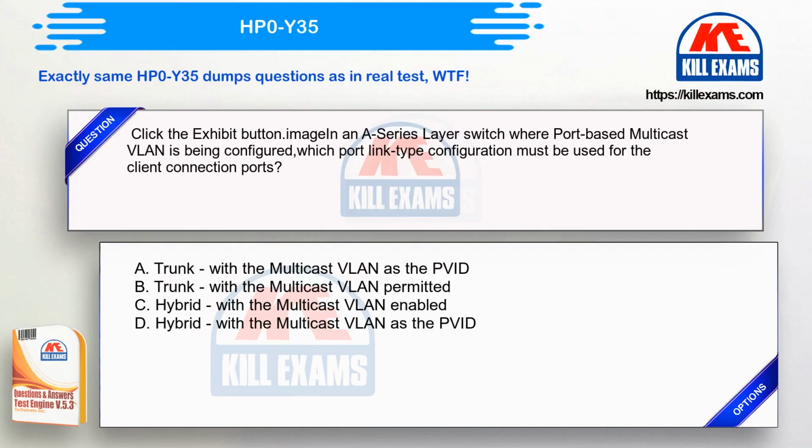Click the exhibit button. Imagine an A-series layer 3 switch where port-based multicast VLAN is being configured. Which port link type configuration must be used for the client connection ports? Option A, trunk, with the multicast VLAN as the PVID. Option B, trunk, with the multicast VLAN permitted. Option C, hybrid, with the multicast VLAN enabled. Option D, hybrid, with the multicast VLAN as the PVID.